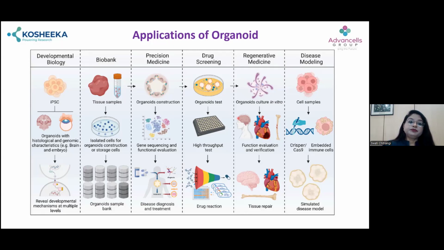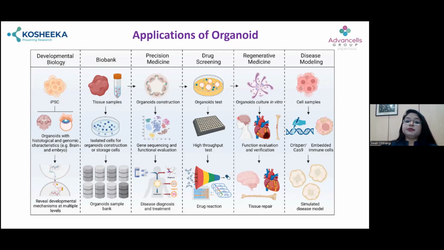Then developmental biology. Sometimes a disease occurs during fetal development, when the baby is inside the womb and some genetic mutation or some kind of injury causes some developmental problem in the brain or heart. So that also you can study using this iPSC technology, because when you are differentiating iPSC towards any organoid, brain organoid, liver organoid, it mimics the developmental stages. So you can use these iPSC-based organoids for developmental study.